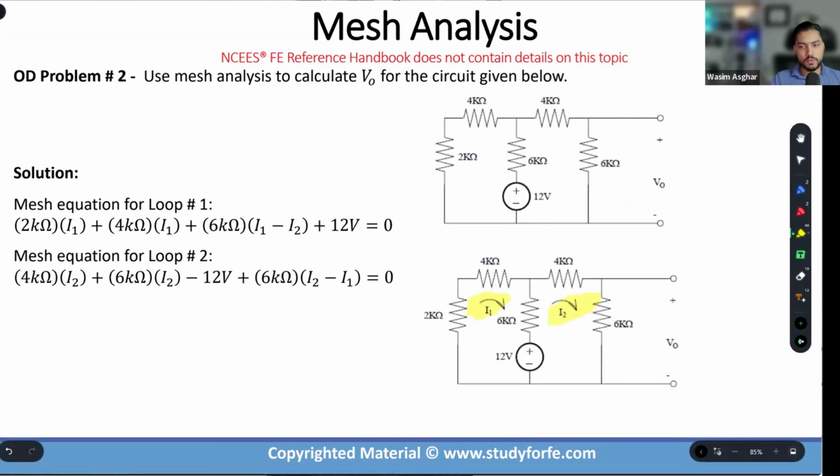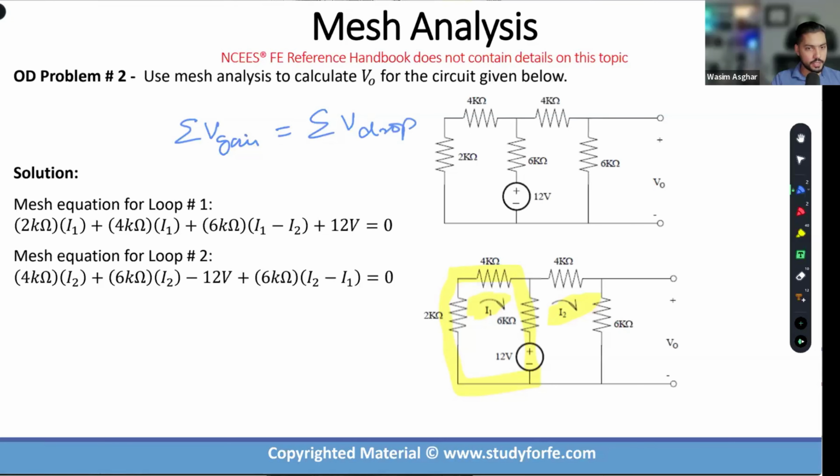If I'm writing loop number 1, that basically involves this, correct? I1 and this. Now here's the thing. What did I tell you about resistors? KVL is sum of voltage gain is equal to sum of voltage drop, correct? So if I encounter current going through the 2K resistor, I1 times 2K, is it going to be a voltage gain or a voltage drop? Resistors always voltage drop. 2K times I1, voltage drop. 4K times I1, voltage drop.